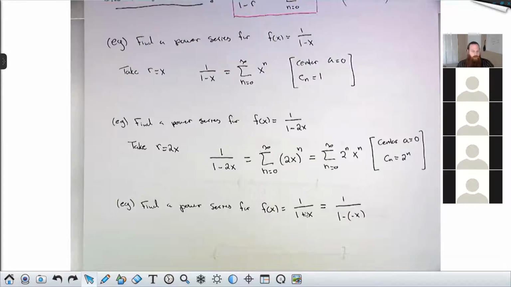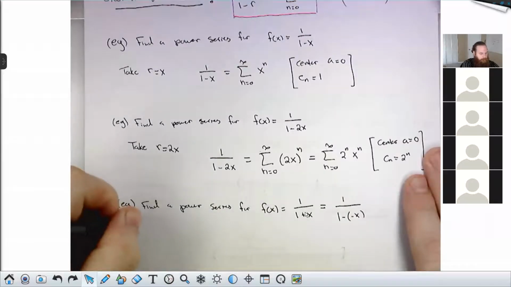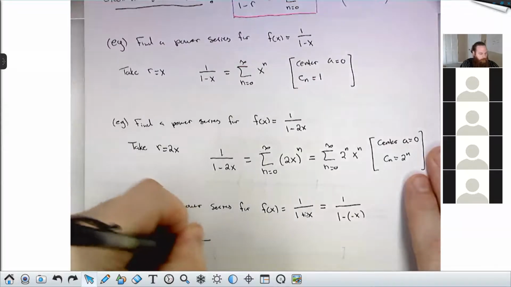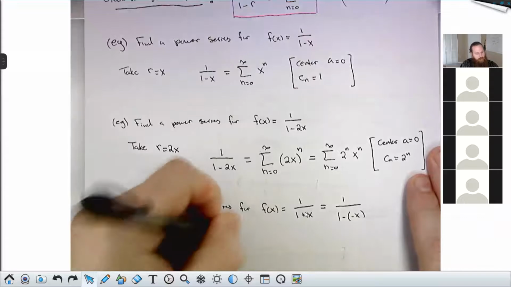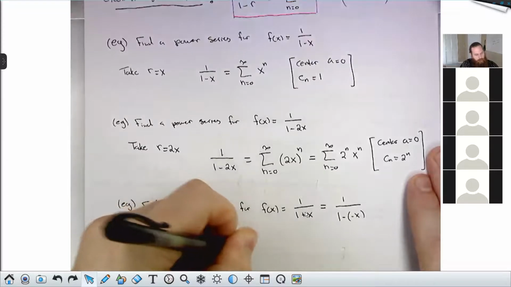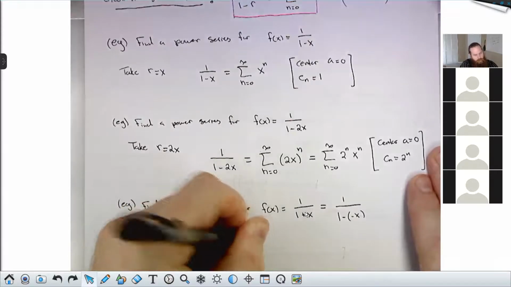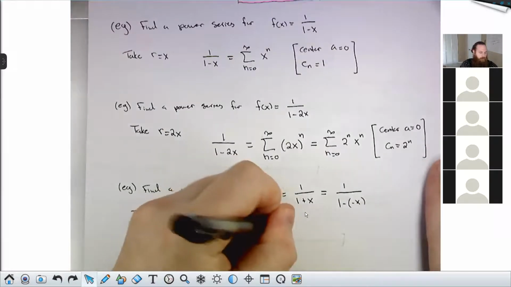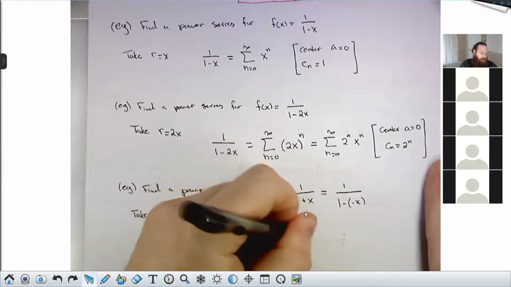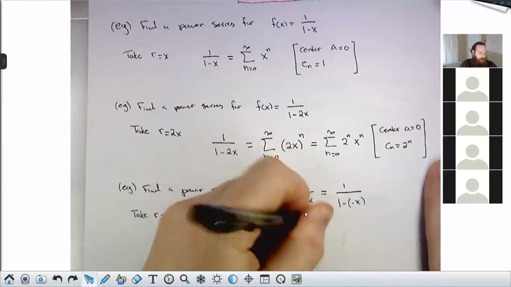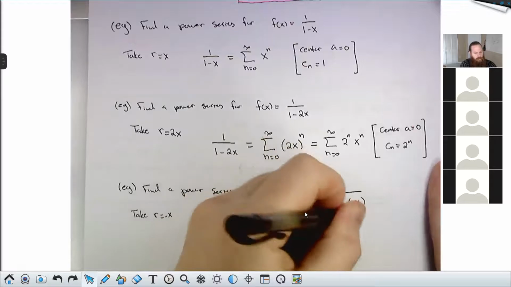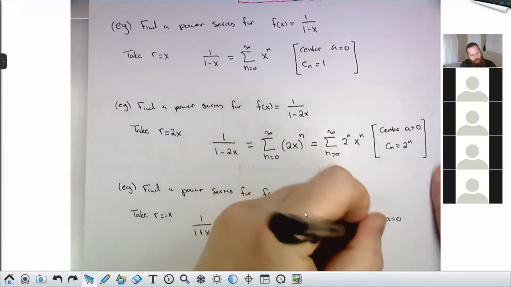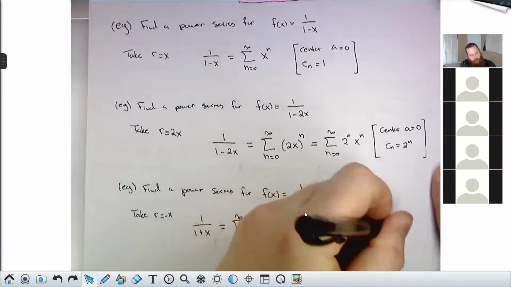So here I would take r to be negative x. And we see that 1 over 1 plus x is the same as sigma n from 0 to infinity, negative x to the n. And again, we want to do a little bit of algebra. That's sigma n from 0 to infinity, negative 1 to the n, x to the n. So here the center is again 0. And the cn's this time are negative 1 to the n.